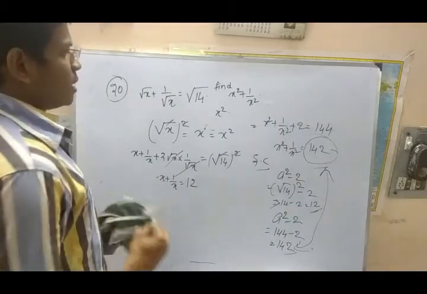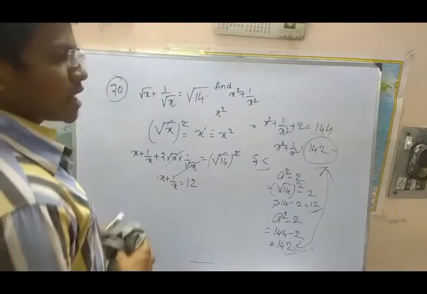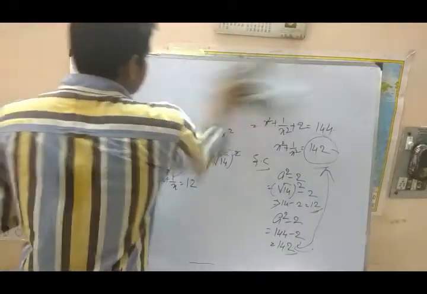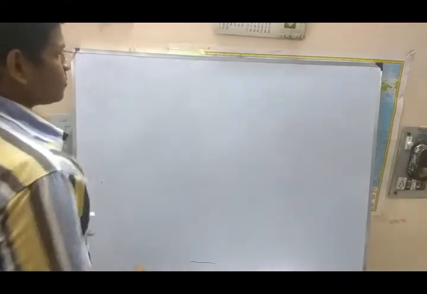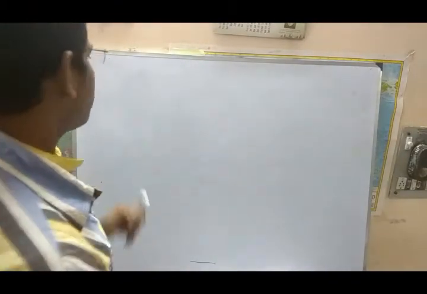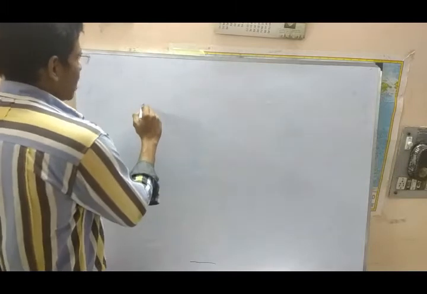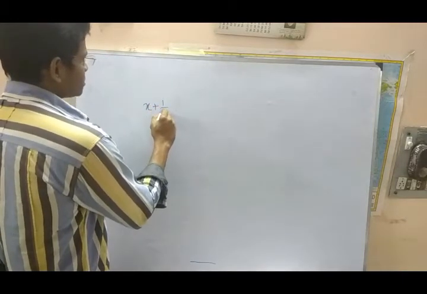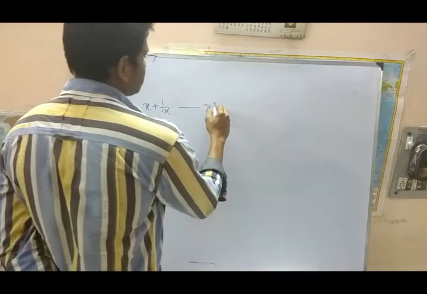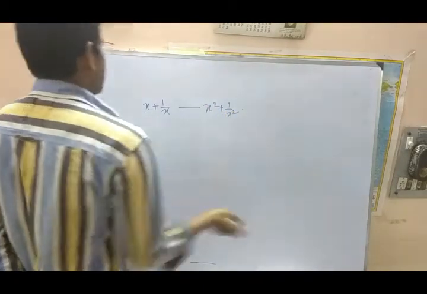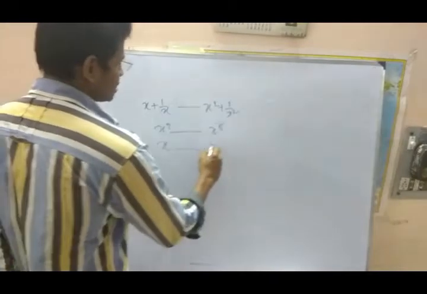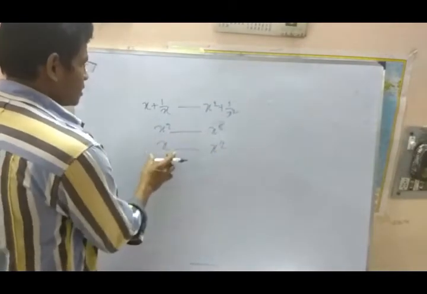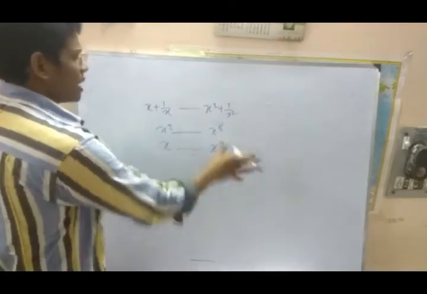Okay. Now we will move a step forward and take a new concept. Till now, what we have done, just have a glimpse over it. Till now, they have asked us x plus 1 by x, and they asked x square plus 1 by x square. Otherwise they asked x power 8, x power 12. Something they have asked till now to square.